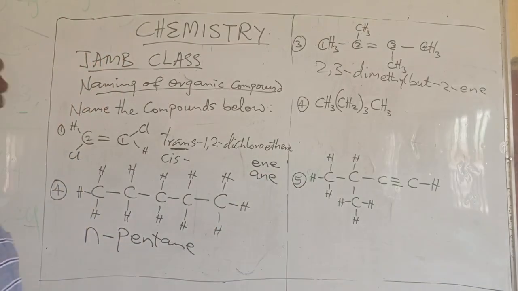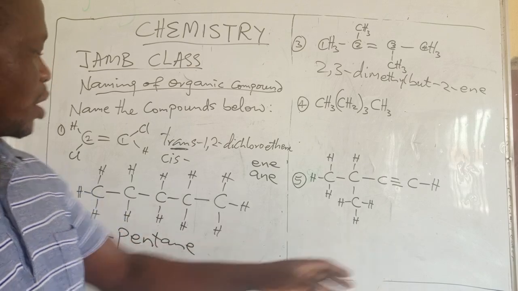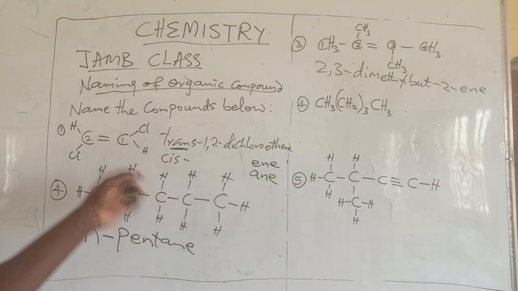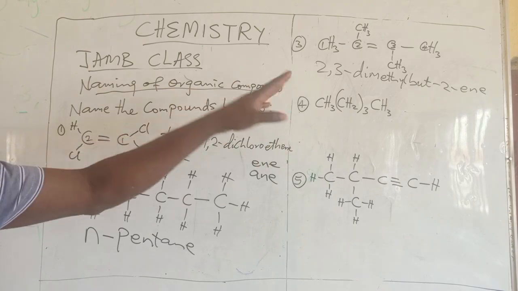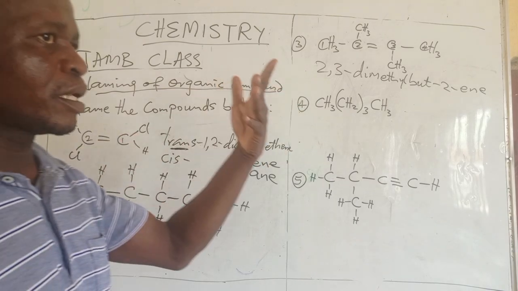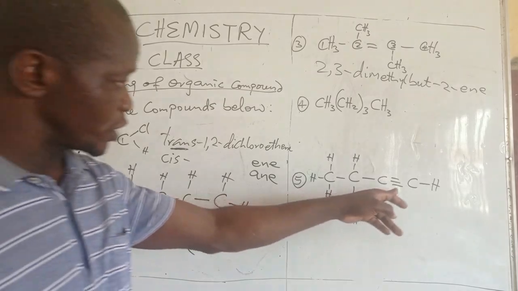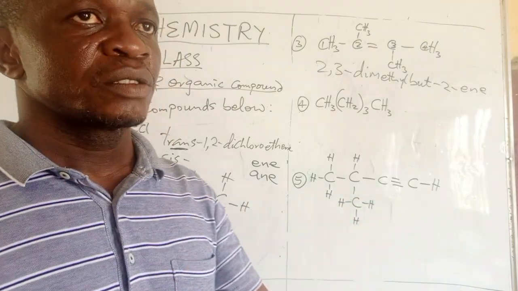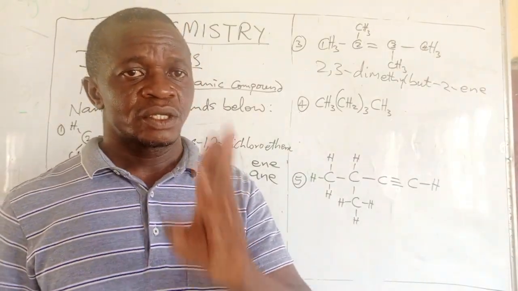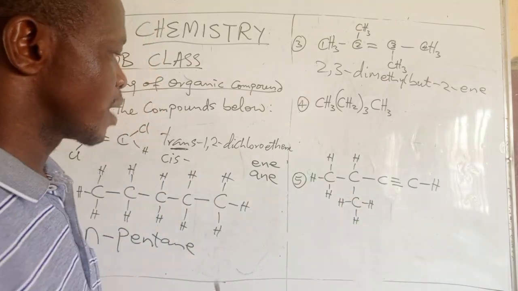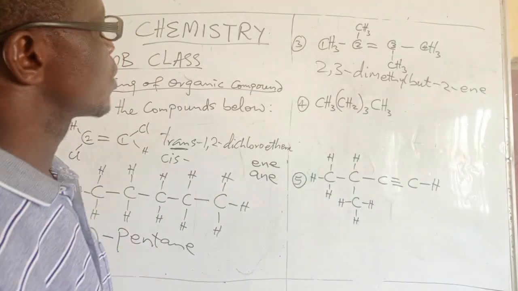Now the last one that is remaining is this one. Before I go there, this is alkane. The one with double bonds that we named before are alkenes. Now the one with triple bonds is alkyne. We want to name alkyne now. So now let's look at it.